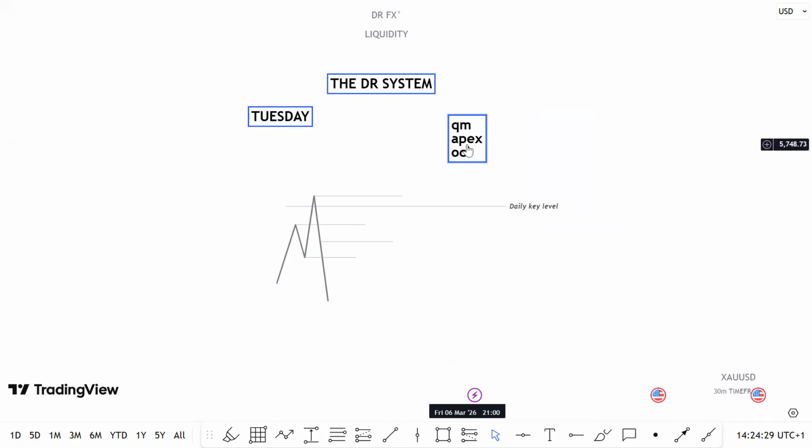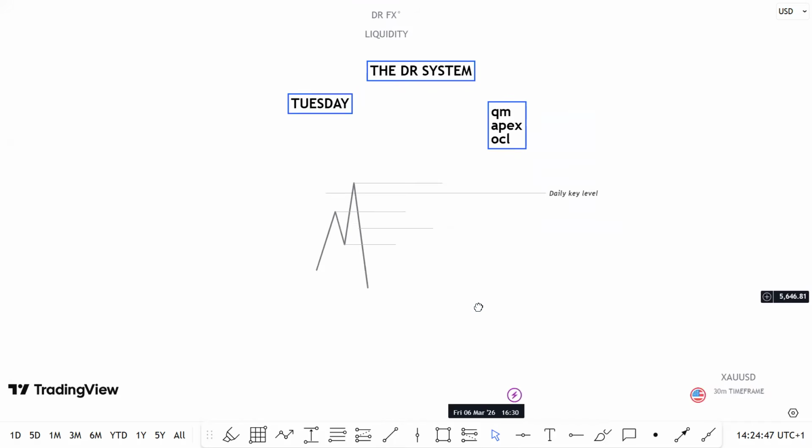If 4 hour breakout, what do you pay attention to? QM, Apex, or OCL. If QM has been mitigated, check for Apex. If Apex has been mitigated, check for OCL. If none of them have been mitigated, mark out all of them. When you mark out all of them, this is where model one comes into play.